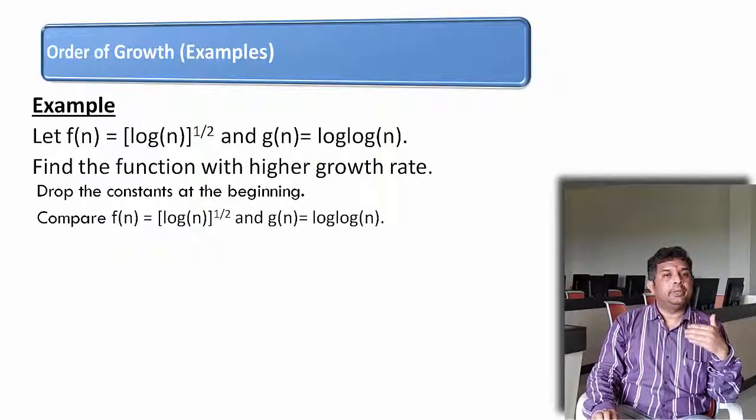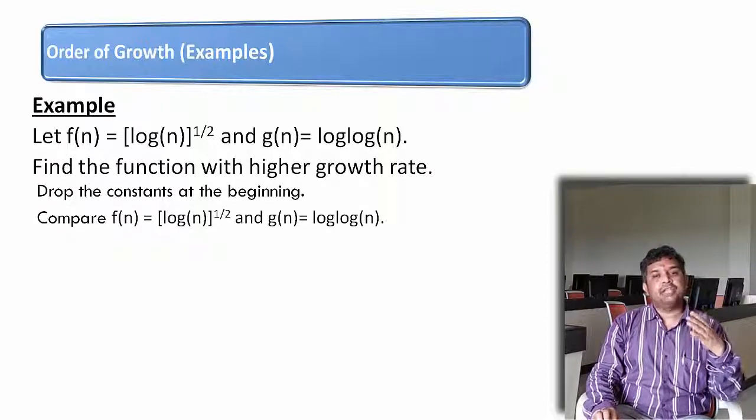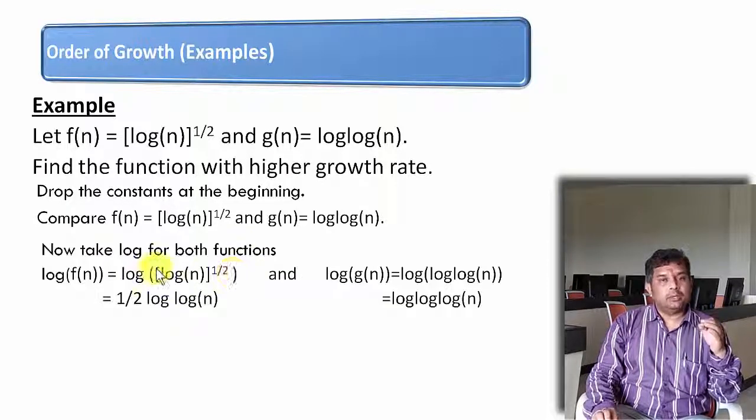As we know, we need to drop the constant at the beginning. There is no constant. Fn and Gn remain the same. We are going to take log on both sides. So we will have log n to the power half, which reduces to half log n. On the other hand, log of log n becomes log n.